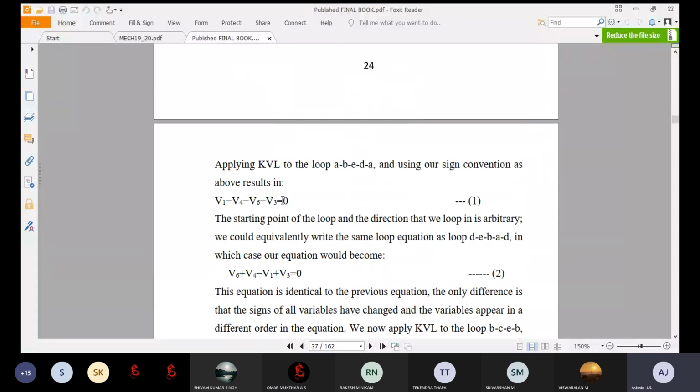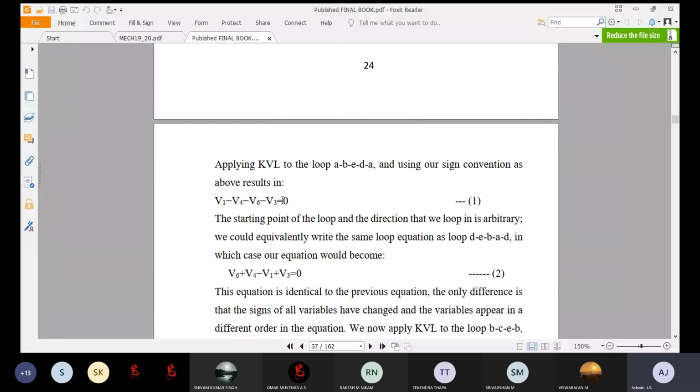While writing the equation, don't forget to put equal to 0. Okay. So that is the main thing. And next, today we are going to see the mesh analysis or Maxwell loop current method. Mesh analysis is nothing but the loop analysis, which we already saw in the Kirchhoff voltage law. So we are going to apply the Kirchhoff voltage law in the circuit and find what the current is.